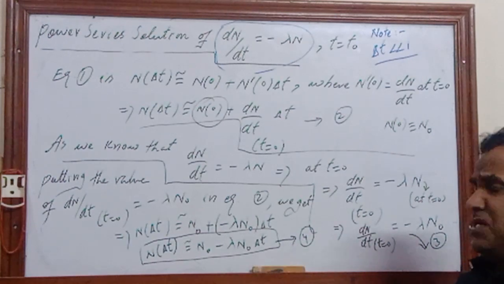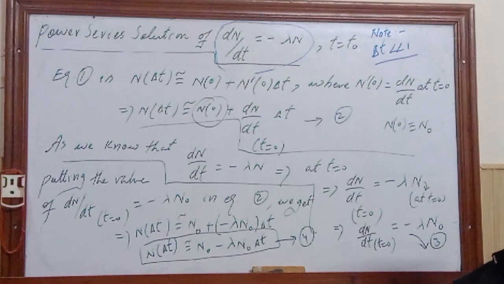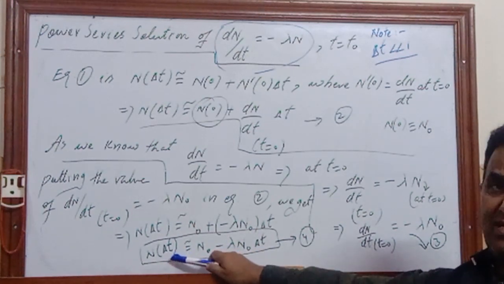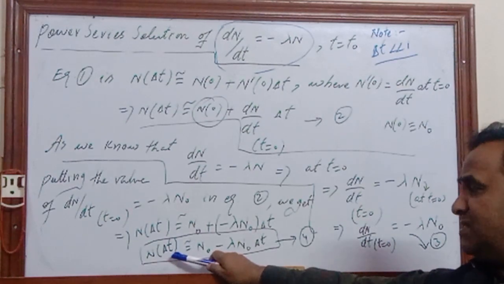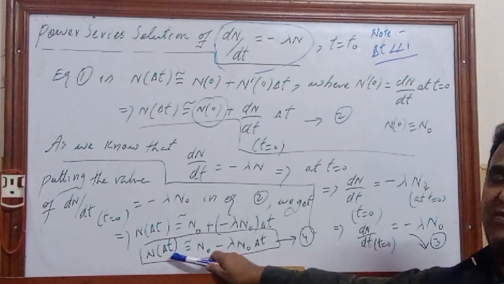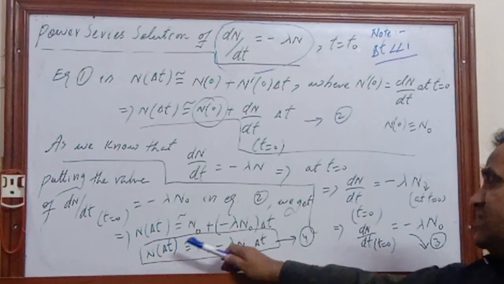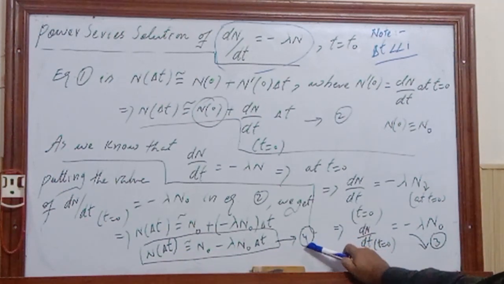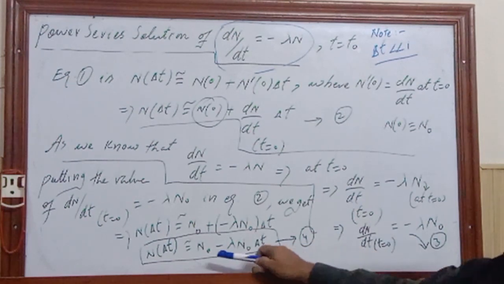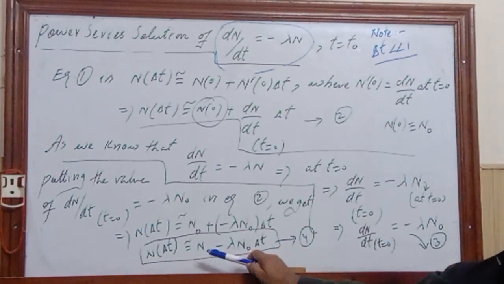Equation 4 here gives us a Taylor series approximate solution after one time interval delta t. Okay, and if we take a large number of time intervals, we can further use this equation 4 in order to move forward. Okay, so let's do that.